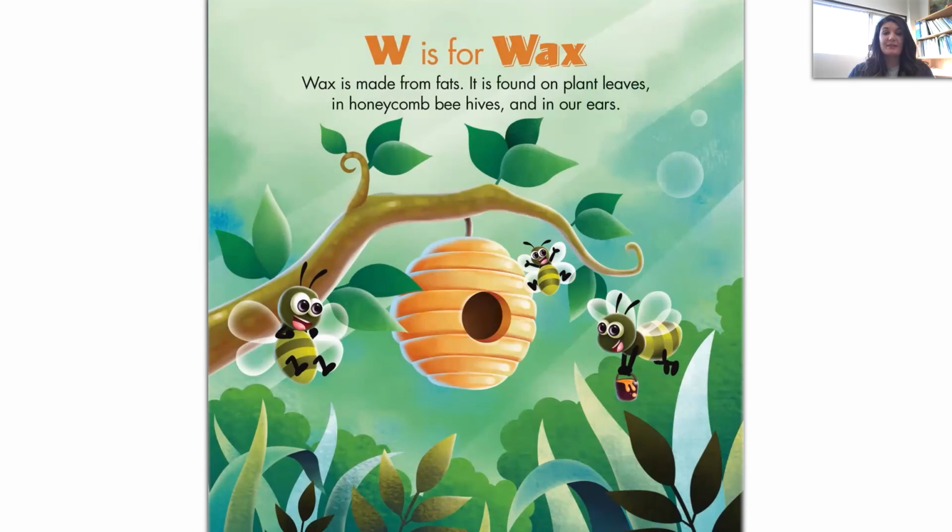W is for wax. Wax is made from fats. It is found on plant leaves, in honeycomb beehives, and in our ears. Waxes can be a protective coating on plant leaves, and they are protective in our ears because they don't allow dirt to get into our ears.